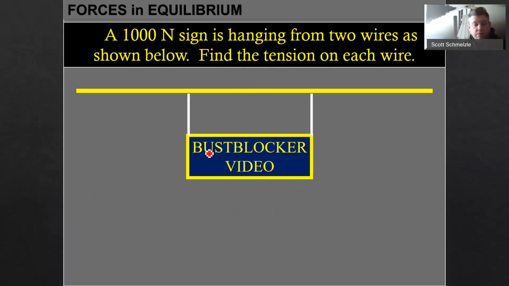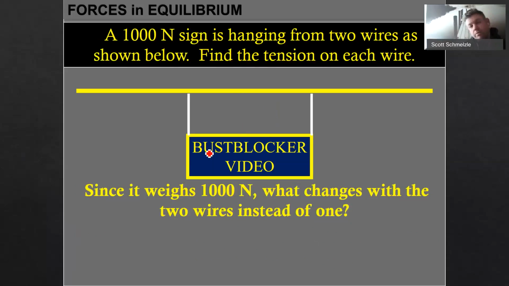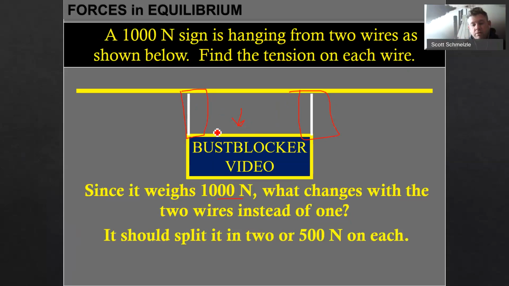Now, notice, if we put two wires instead of one, the sign is supported here and also here. If it still weighs 1,000 newtons, and that 1,000 newtons is still going downwards, this is going to get split in two. They're both vertical, and what we should see is 500 newtons for each wire on this side.